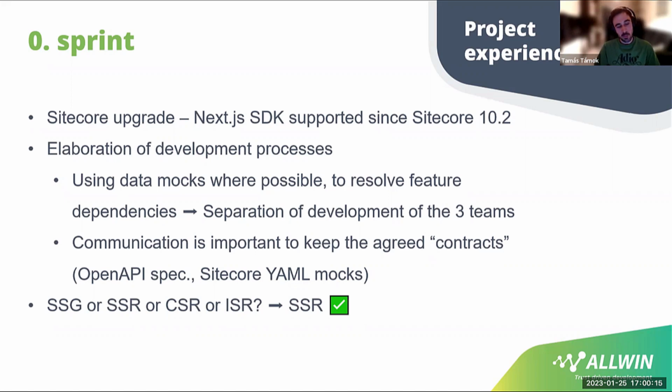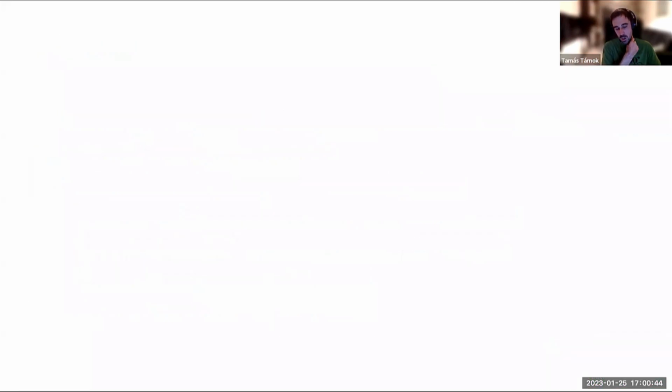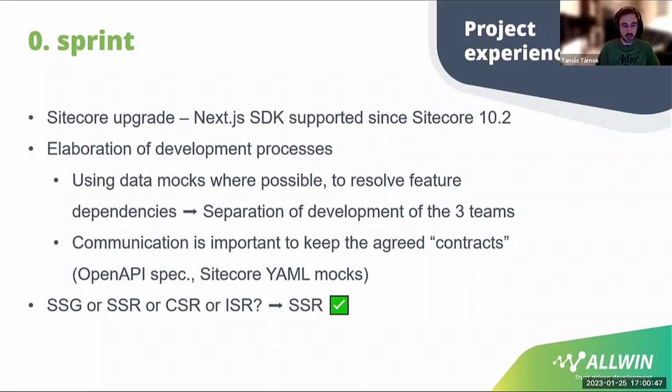So what we had to do first is a Sitecore upgrade, because the Next.js SDK is only supported from Sitecore 10.2. And it was an easy one actually, because the infrastructure was already using Kubernetes, so it was easy to just update the images and the project basically. So we could solve it, I think, in 1 or 2 weeks.